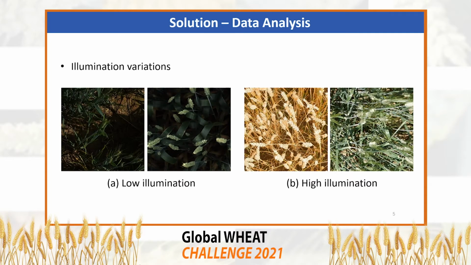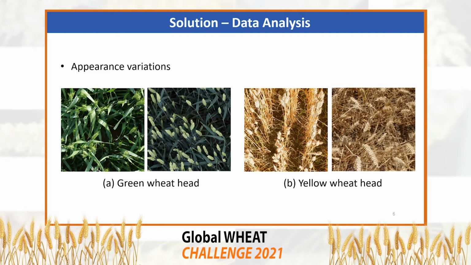After inspecting the dataset, we summarize several challenges of wheat head detection. First, the illumination varies significantly from images to images. Here we show some examples of low illumination and high illumination. The former makes it difficult to distinguish wheat head objects, while the latter may lead to false positives in bright areas.